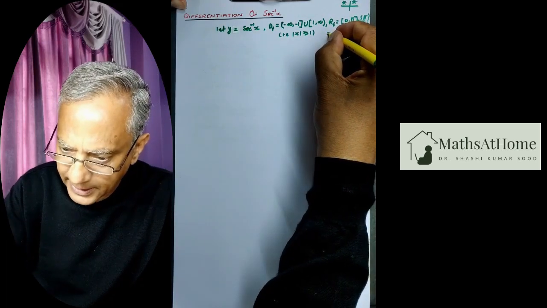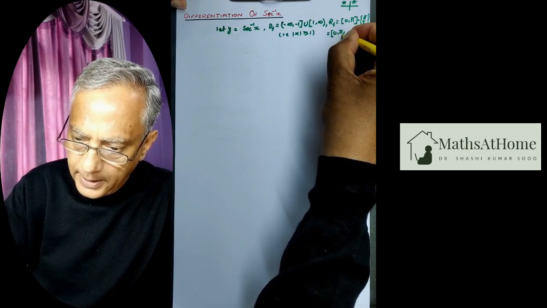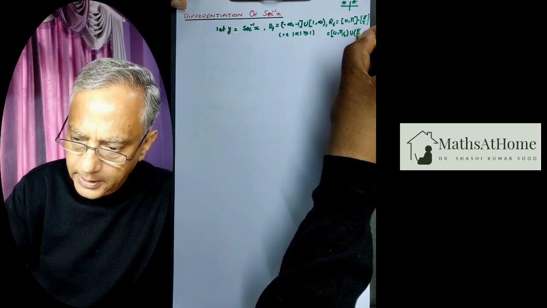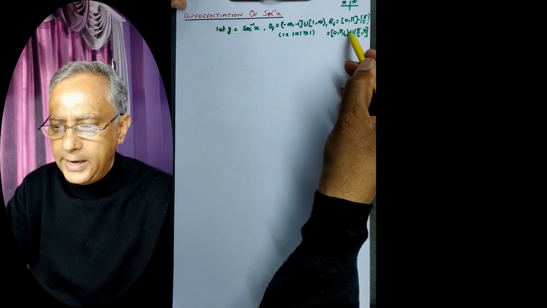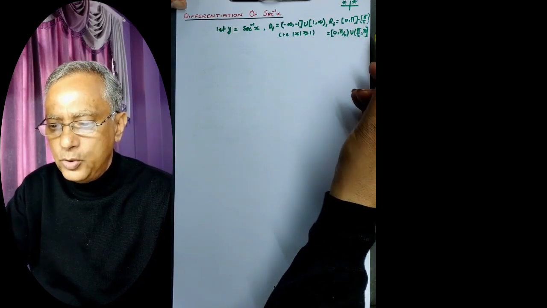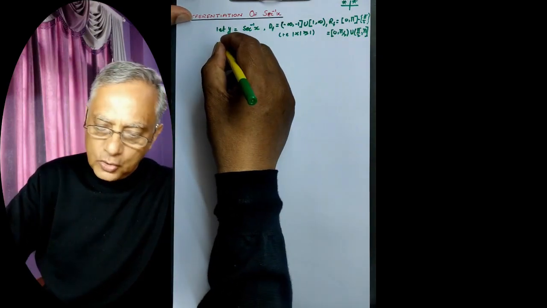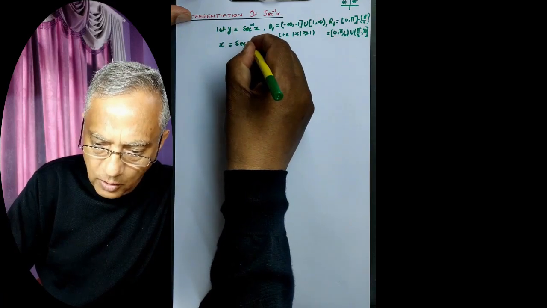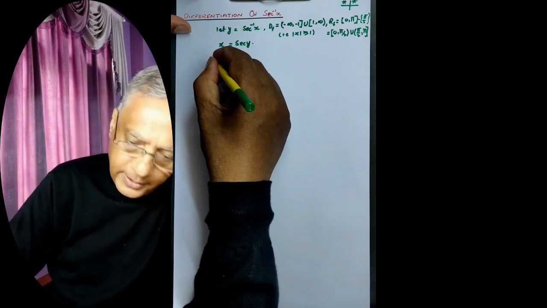Or we can write this as 0 to pi by 2 union pi by 2 to pi. This point has to be deleted. You can write it like this, or 0 to pi by 2 union pi by 2 to pi. Now y is equal to secant inverse x. So this implies x is equal to secant of y. X is equal to secant y.